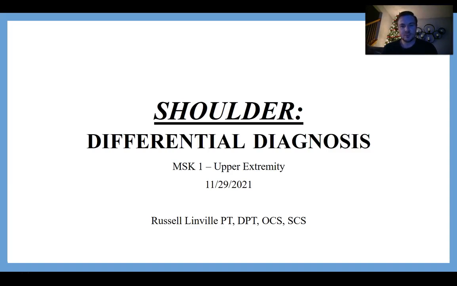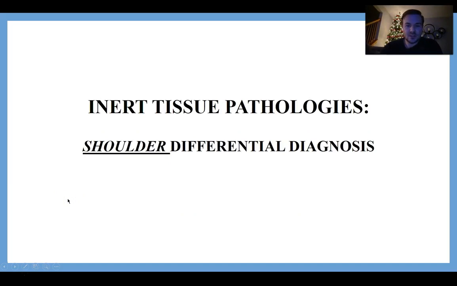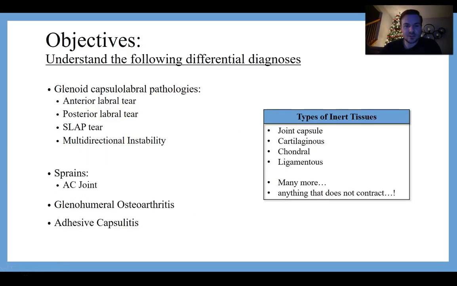We'll get into the next lecture, which is going to be shoulder differential diagnosis, but with inert tissues, common inert tissue pathologies. Hopefully this is a little faster lecture than last time. The contractile tissue one is important because of the rotator cuff, and I'd say the big dog here is going to be the labral pathologies, right? Those are all the most common things. So if we jump right into it, looking at inert tissue pathologies today.